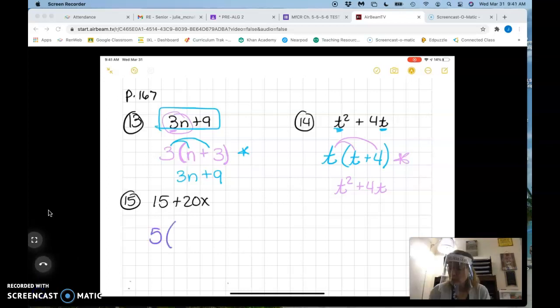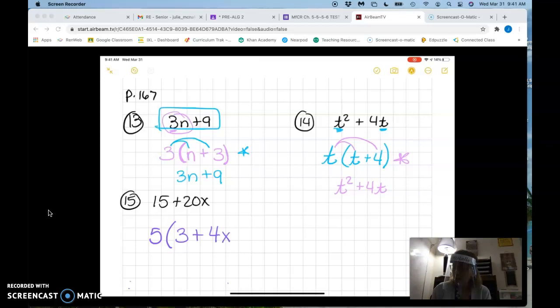Take 5 out of both of these values in this expression. If I do 15 divided by 5, I get 3. And if I do 20x divided by 5, what do I get? 20 divided by 5. 4. 4, and then keep the variable on it.